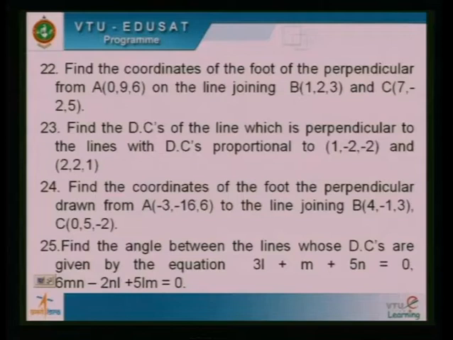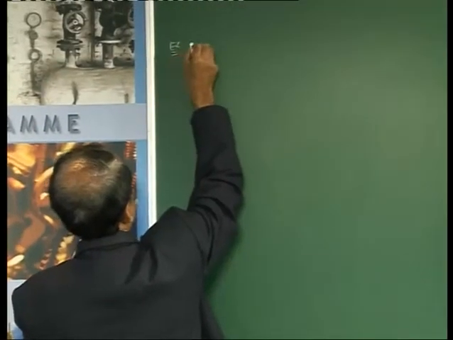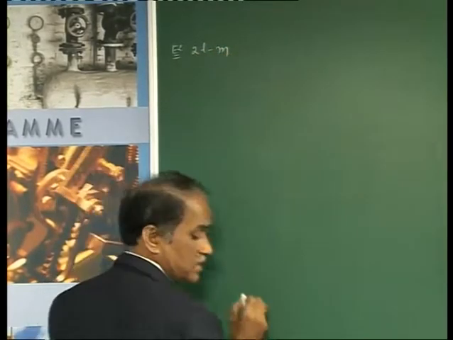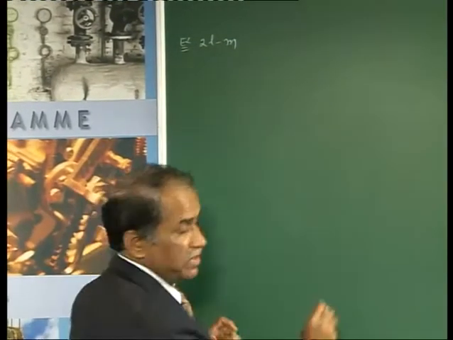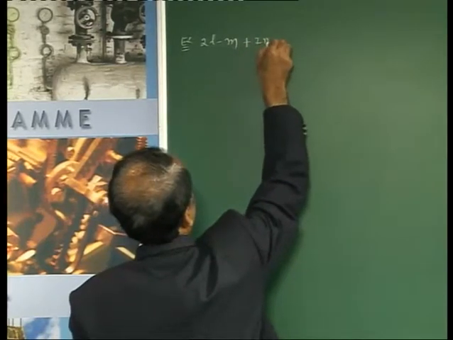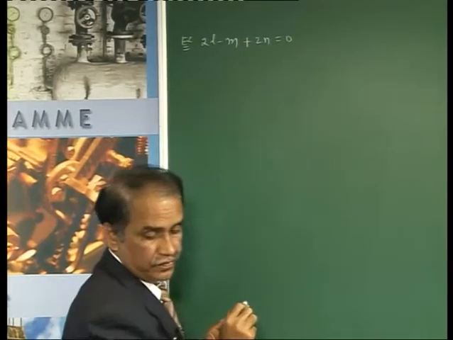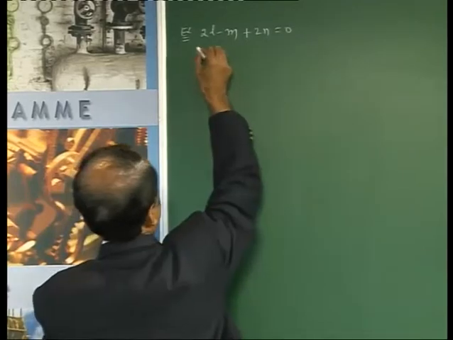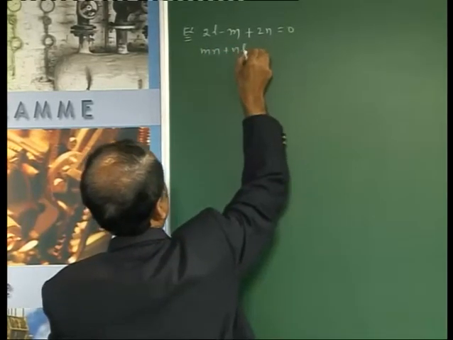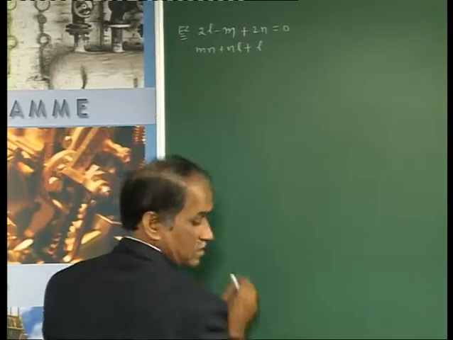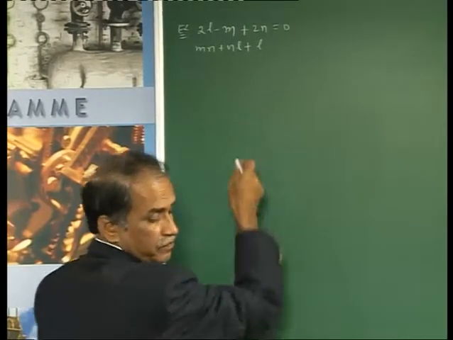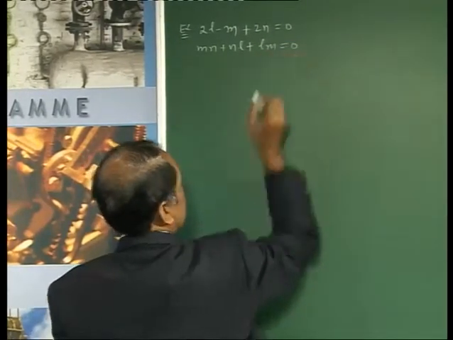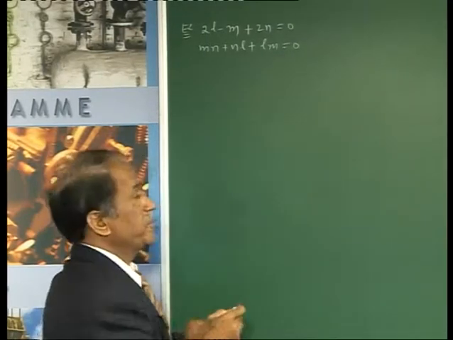Suppose I start with: show that the pair of lines whose direction cosines are given by the relations 2L minus M plus 2N equal to 0 and MN plus NL plus LN equal to 0 are perpendicular.